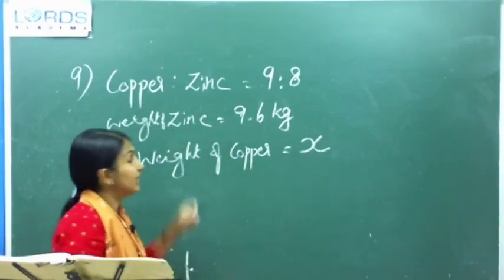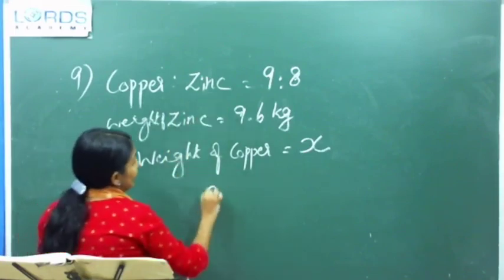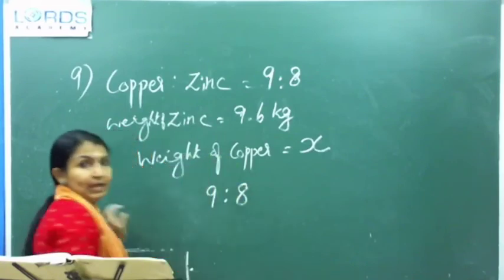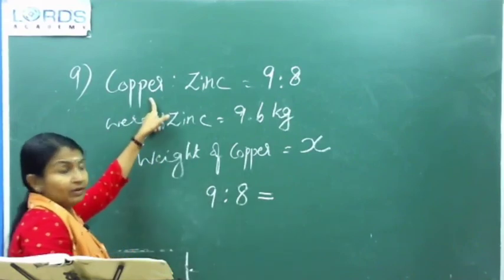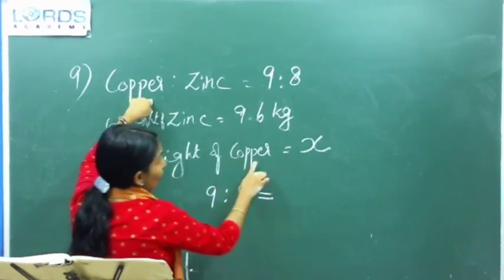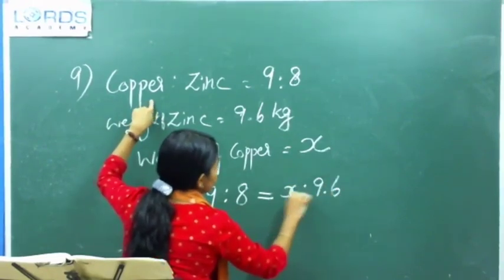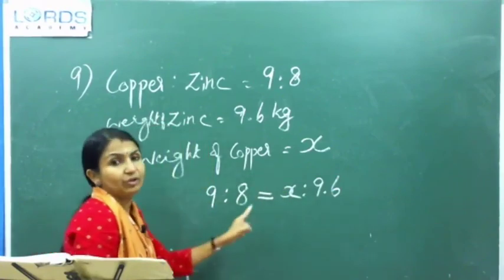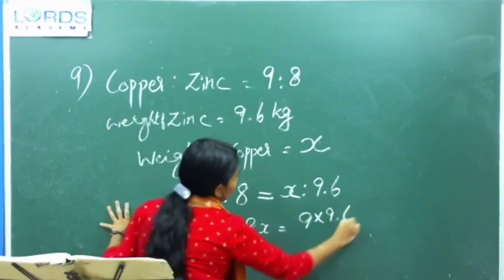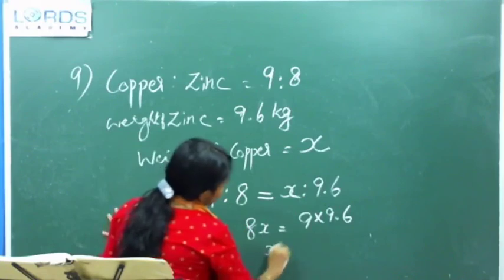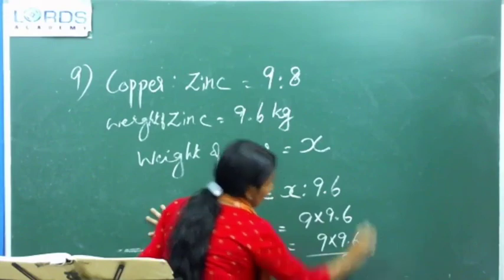Now we will write it in the form of proportion. So how we can write? Copper is to zinc is 9:8, is equal to, what is 9? It is copper. So here weight of copper is x. So x is to 9.6. Now find out the value of x. 8x is equal to 9 into 9.6. Therefore, x is equal to 9 into 9.6 by 8.